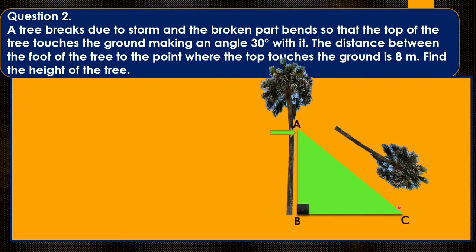So here now you can see this angle B considered as 90 degree. Angle C is an acute angle because this top touches the ground and makes an angle of 30 degree with it. And here you can observe this side opposite to 90 degrees considered as hypotenuse, and the side BC, because here it is given that the distance between the foot of the tree to the point where its top touches is 8 meter, means BC is considered as 8 meter, that is base, and the side opposite to acute angle is considered as perpendicular. So this is a correct diagram of this question.